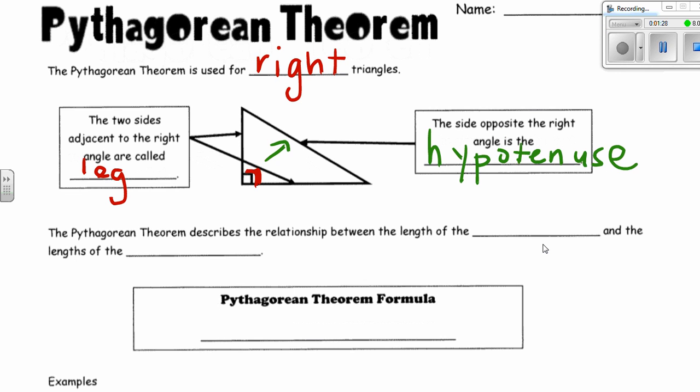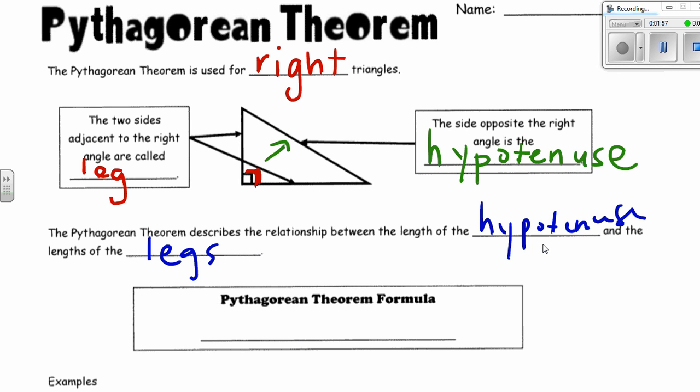Now the Pythagorean Theorem is going to describe the relationship between the length of the hypotenuse and the lengths of the legs. So I'm going to go ahead and write hypotenuse here, and length of the legs. It's a comparison, and we're going to be able to use that comparison or relationship between them so that we can find different leg lengths or even the hypotenuse.